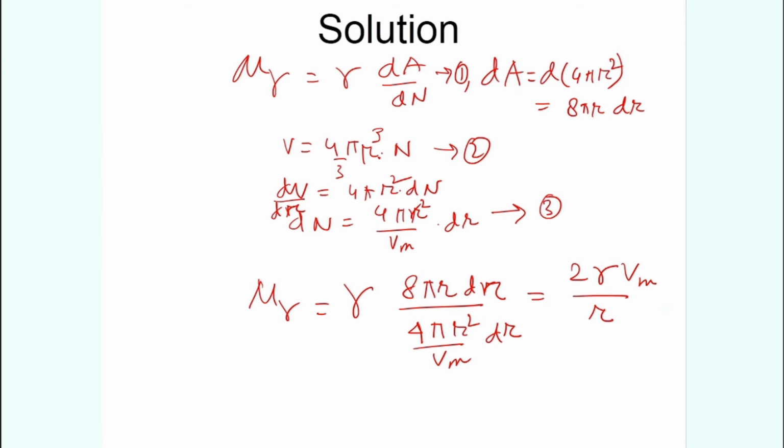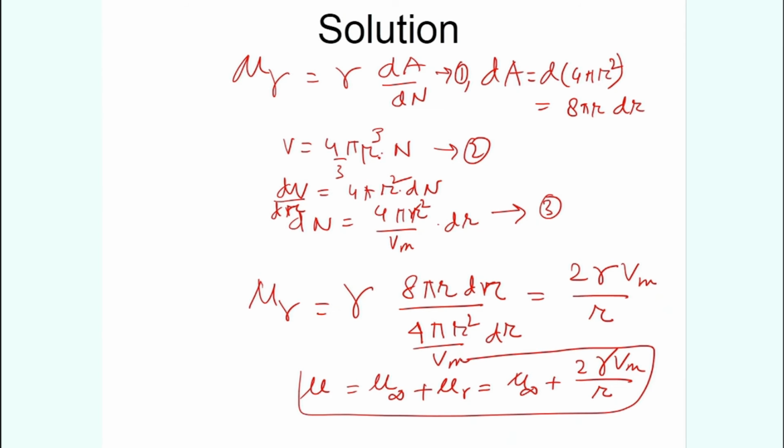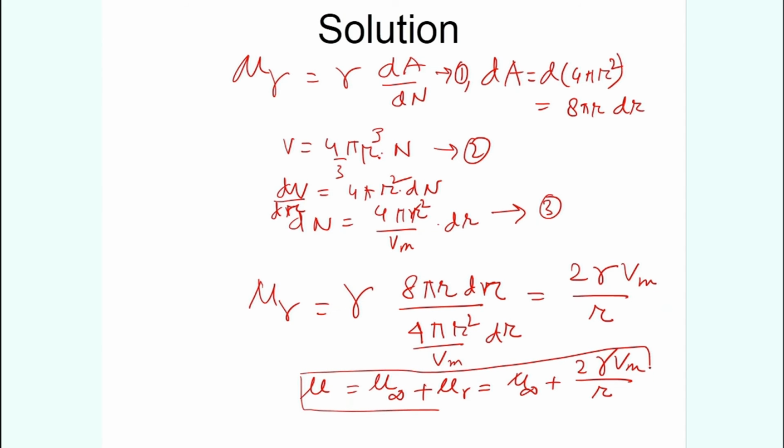So therefore, total mu is obviously mu infinity and mu gamma. So mu infinity plus twice gamma Vm by r, right. This is a fundamental equation, you must remember that. Always remember, don't forget at all. This will be used in our future descriptions, many of these future descriptions.